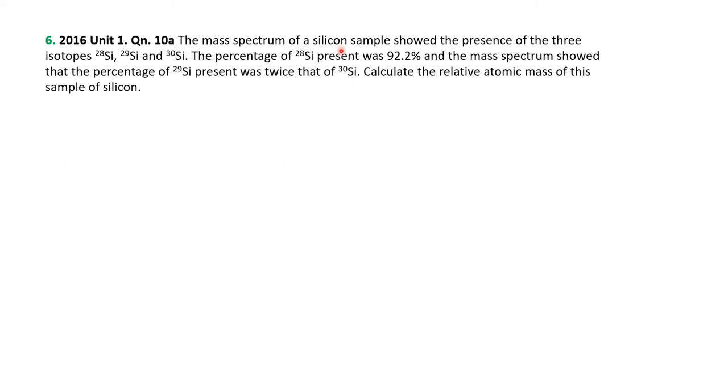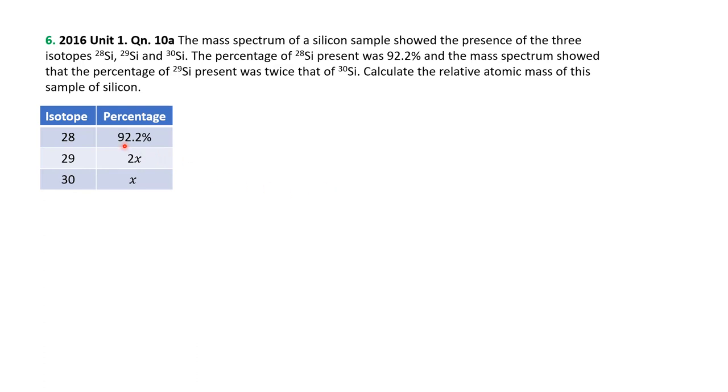Moving on to silicon, where we've got three isotopes, silicon-28, 29, and 30. The percentage of 28 was 92.2. The mass spectrum shows that the 29 was twice that of the 30. Calculate the relative atomic mass. So for isotopes 28, 29, 30, we know the percentage for 28 is 92.2. And if 30 is x, well then 29 is 2x.